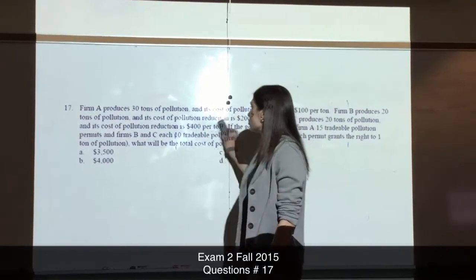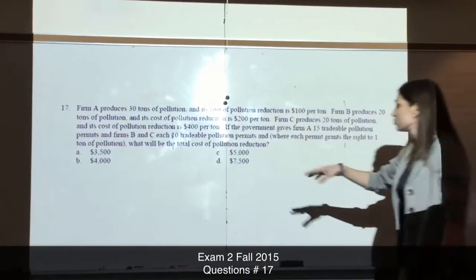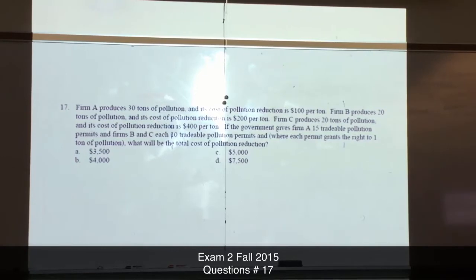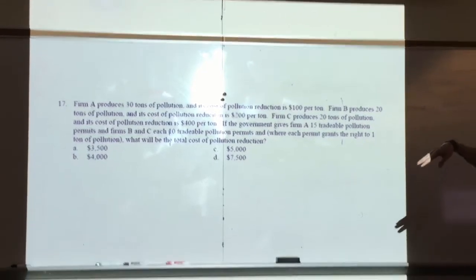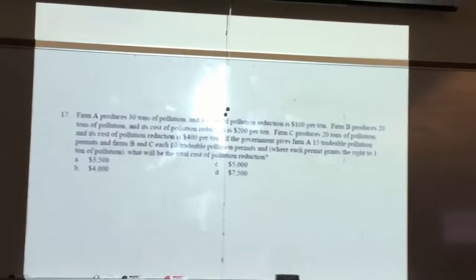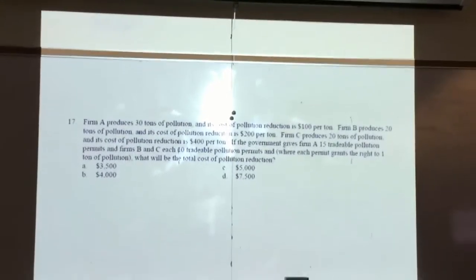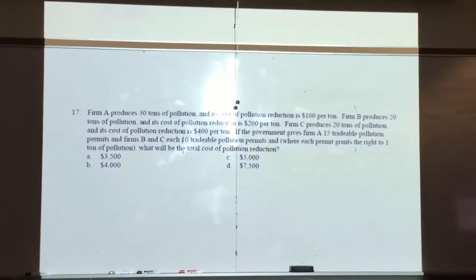Firm A produces 30 tons of pollution. Its cost to reduce it is $100 per ton. B produces 20, cost of reducing it is $200 per ton. C produces 20, and cost of reducing is $400 per ton.